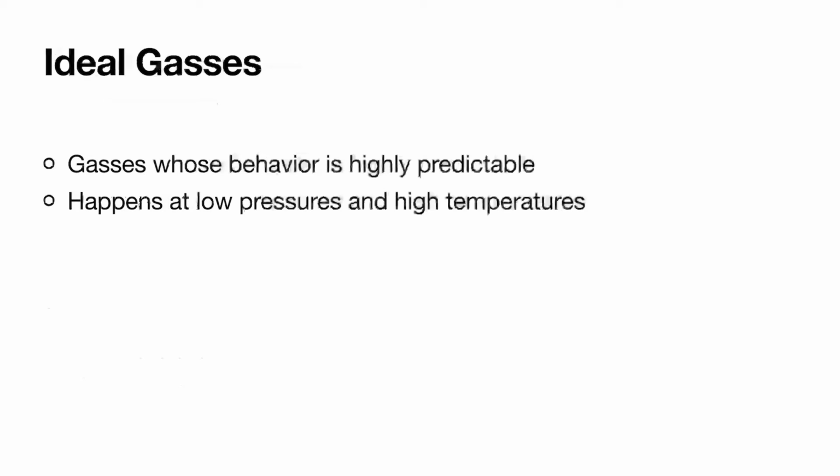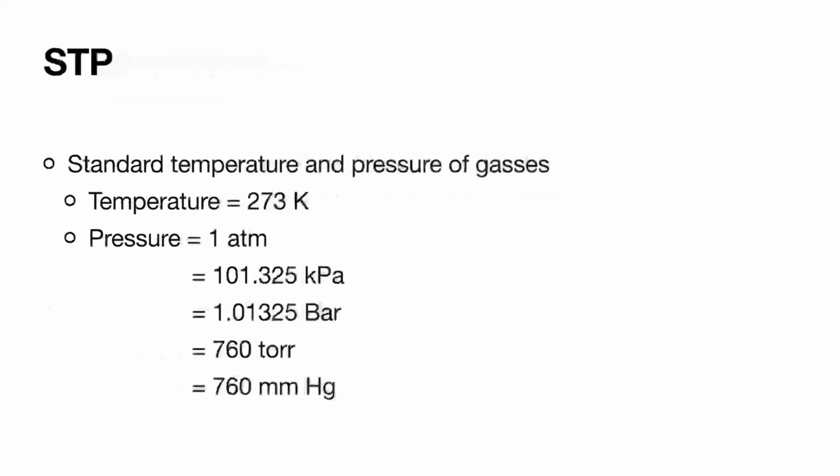So, what are ideal gases? They're gases whose behavior is highly predictable and it happens at low pressures and high temperatures, also known as STP, the standard temperature and pressure. So this is the definition of an ideal gas: when the temperature is 273 Kelvin. Note, it's very important to use Kelvin for all these equations instead of Celsius.